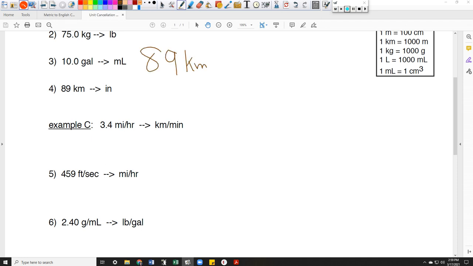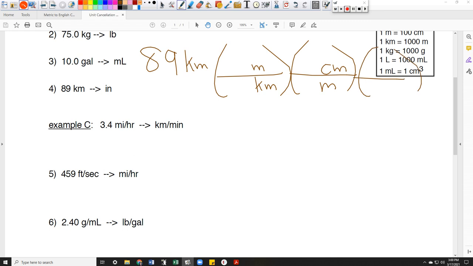89 kilometers. Watch this. I'm going to go from kilometers to meters, from meters to centimeters, and from centimeters to inches. Watch what happens. I know that in 1 kilometer, there's 1,000 meters. In 1 meter, there's 100 centimeters. And in 1 inch, there are 2.54 centimeters. I never even had to consult the sheet.